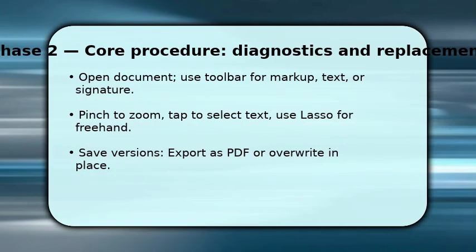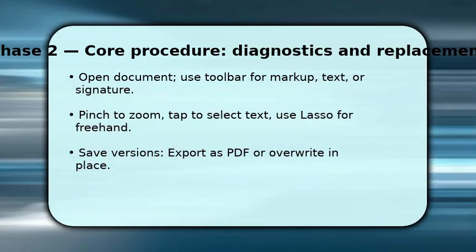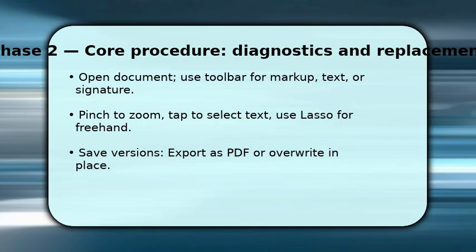You now open a document and focus on the toolbar. Choose Markup for annotations, text to add typed notes, or signature to sign forms. This is how you modify content directly. Use pinch gestures to zoom and tap text to select. Use the lasso to move handwriting. These controls let you make precise edits.